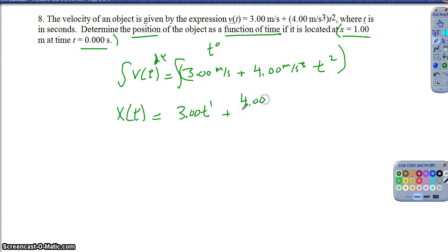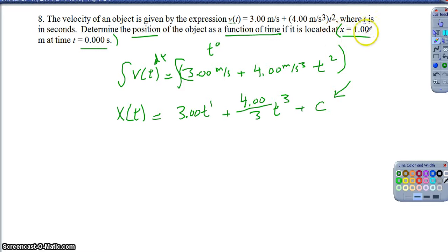So 4.00, I'm going to go ahead and drop the units just so it doesn't get too busy. Divide by 3 and I get t to the third. The key here is I do have to include the c. Right, so this is my generic position function, but I want to try and find out specific information about the c. And that's where that last part comes into play.